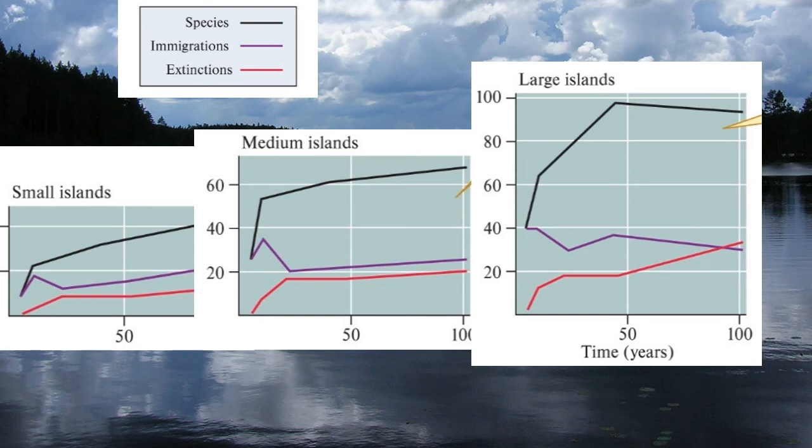We can see that on the small islands, the number of species have continued to increase over time, and we can see increases in immigrations of new species over time, but we can also see that there are local extinctions, so you're getting species turnover. The medium islands, we get the same thing. We have the number of species increasing over time, and then we seem to have this fairly constant level of immigrations and extinctions going on. So it's getting close to an equilibrium.